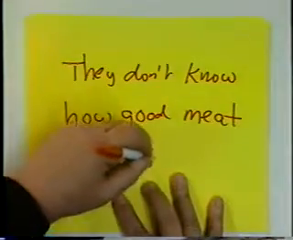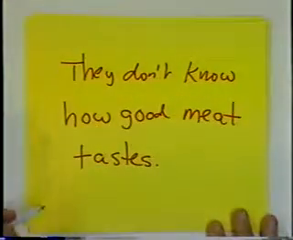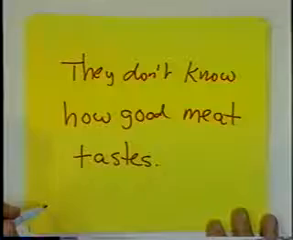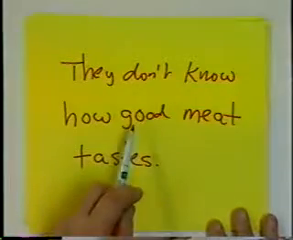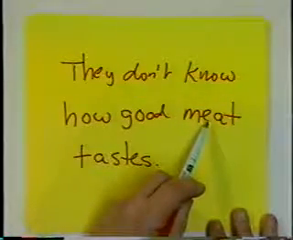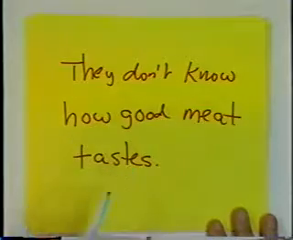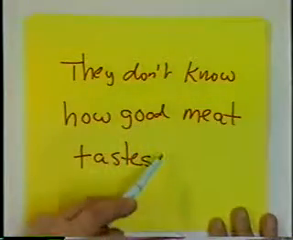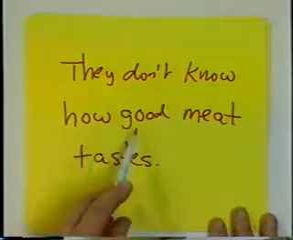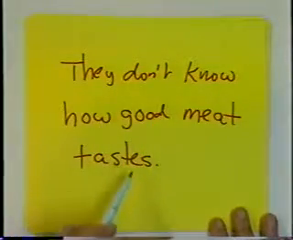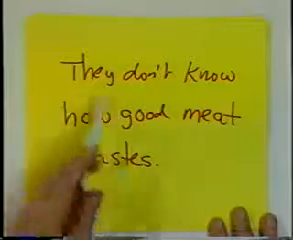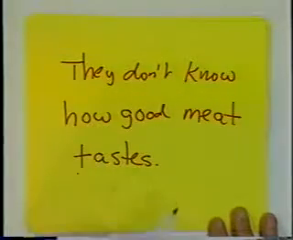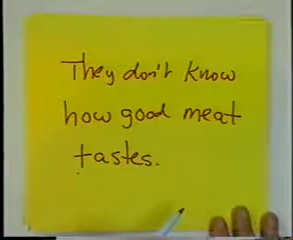Simple enough sentence. Can you see two completely different meanings for this sentence? See, is "good" an adjective modifying meat, or is it an adverb modifying taste? For example, are these people who have only eaten bad meat, so they don't know how good meat tastes? Or are they people who have never eaten meat at all, and they don't know how good meat tastes? Do you see how voice inflection makes a difference?